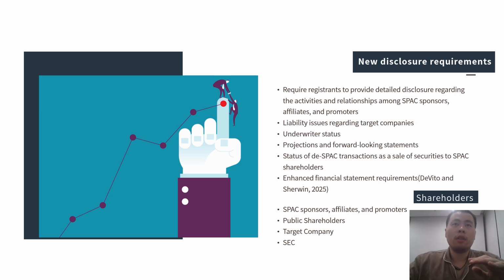Specifically, the new rules will require companies to provide detailed disclosure regarding the activities and the relationships among SPAC sponsors, affiliates and promoters. They also cover liability issues regarding target companies, underwriter issues, projections and forward-looking statements. The rules treat the SPAC transaction as a sale of securities to SPAC shareholders and enhance financial statement requirements.